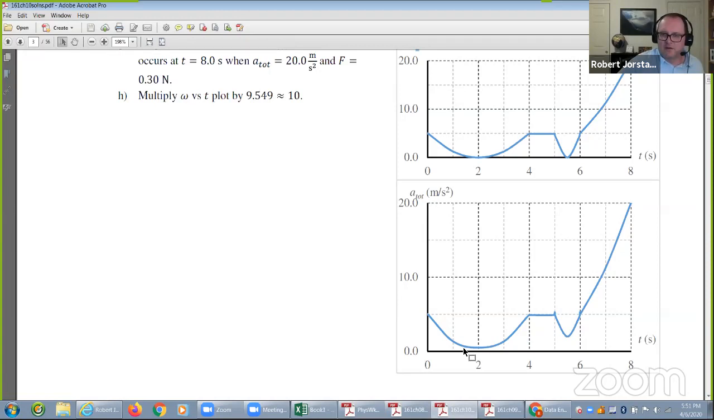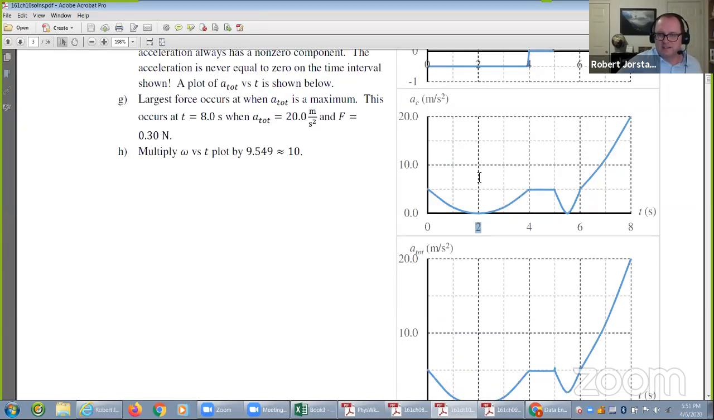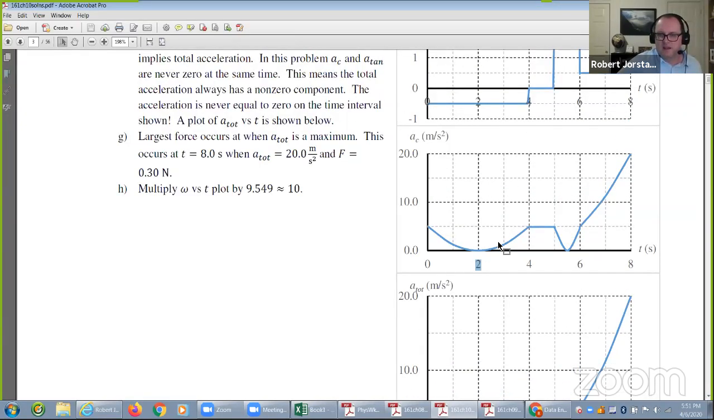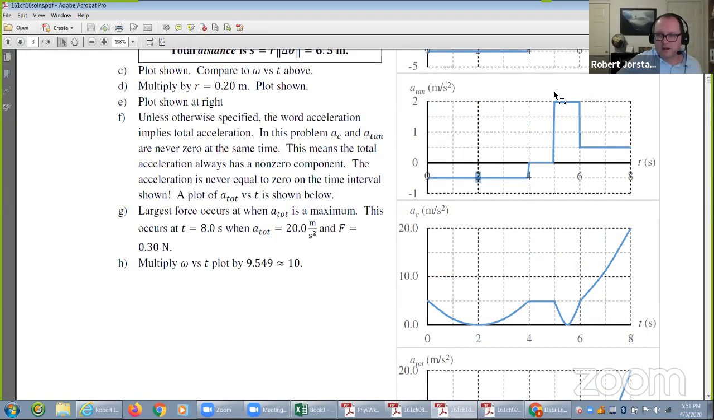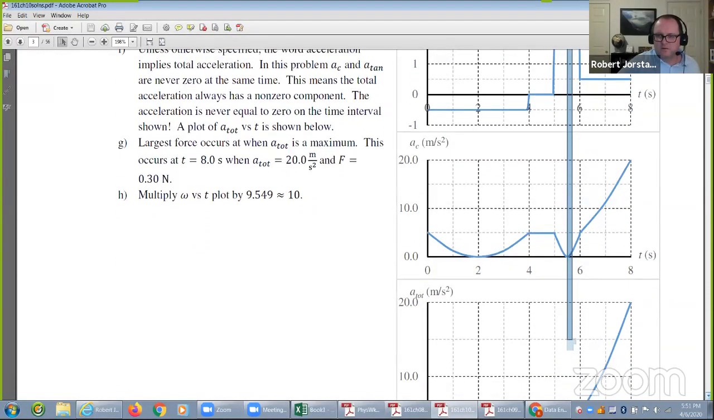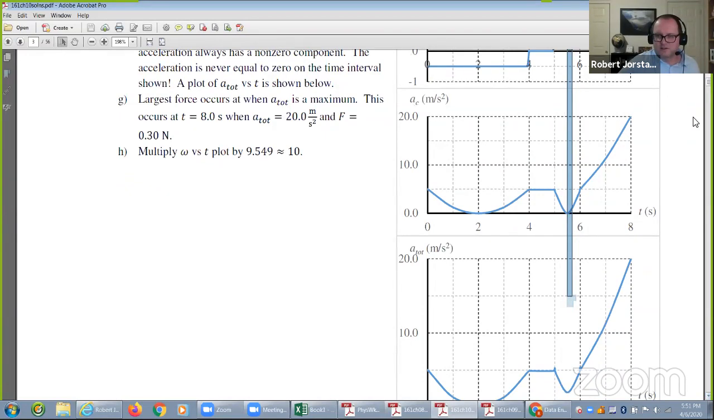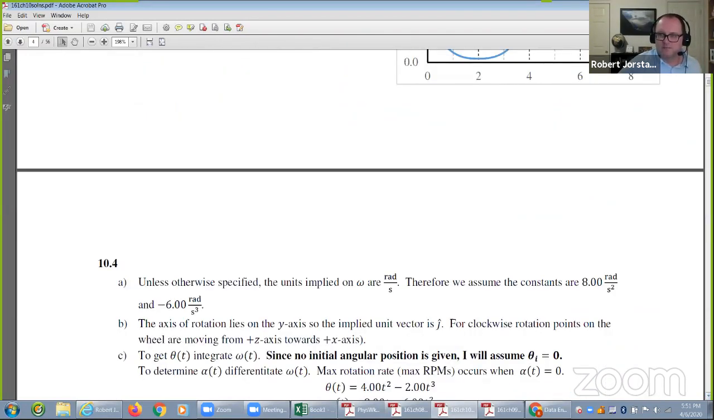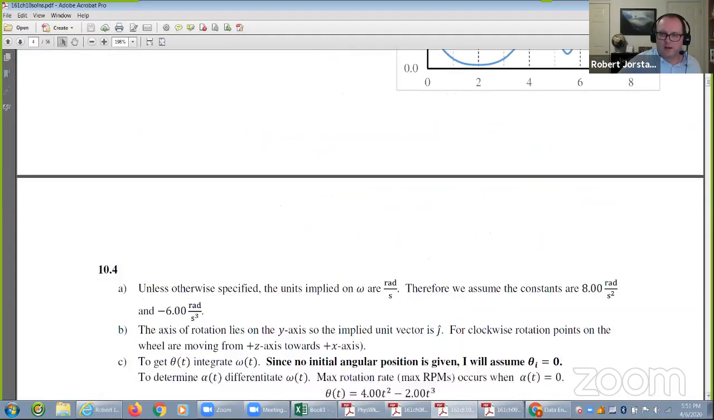So again, notice this one never goes to 0 because even at this point, when it's at 2 seconds, AC goes to 0, A tan is still some number. And same thing right here and right here. We see that at these 2 points in time, it doesn't drop all the way to 0.